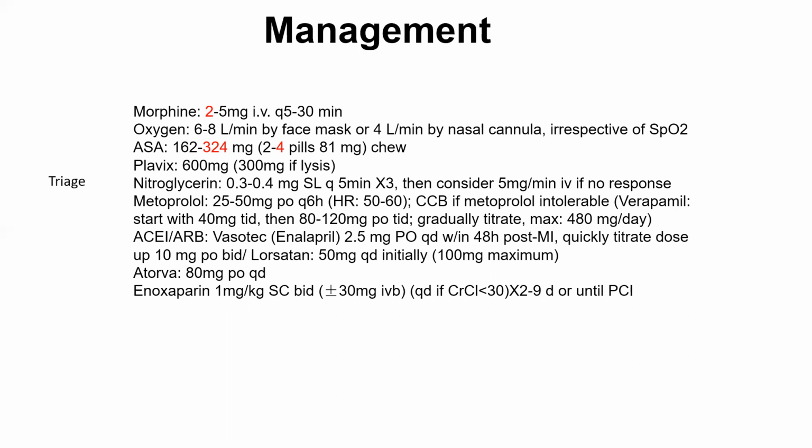And nitroglycerin 0.3 to 0.4 milligram sublingual every 5 minutes, 3 times. If the patient cannot be controlled, may consider using 5 micrograms per minute IV. Next, we definitely need to use metoprolol 25 to 50 milligram every 6 hours, and to maintain the heart rate at 50 to 60 beats per minute.